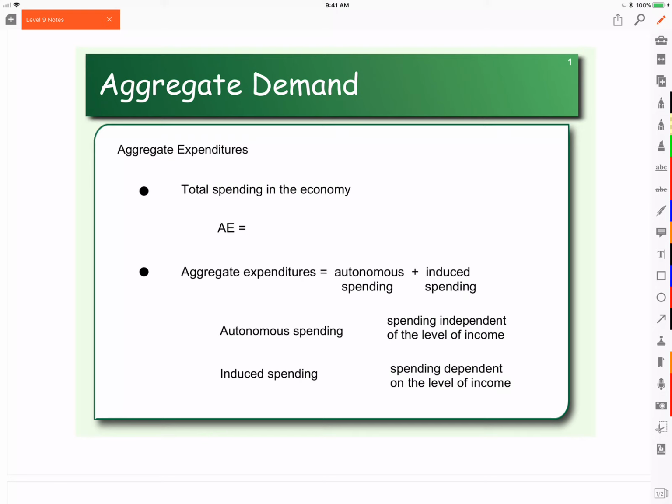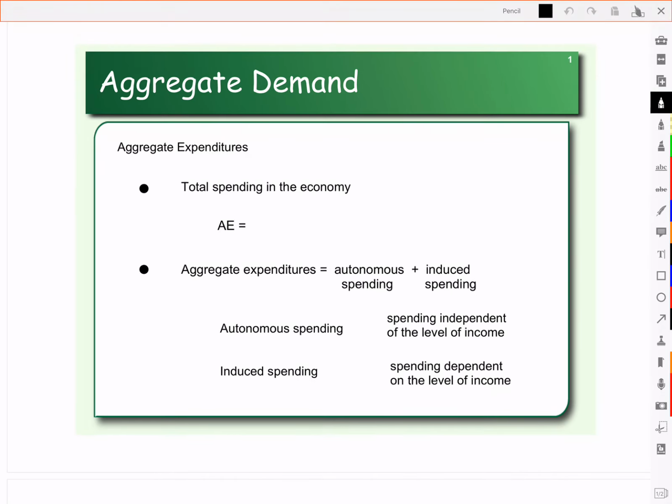This semester, we've been talking about demand for all goods and services. So now we're going to formally define that. We're looking at aggregate demand. So we need to figure out where aggregate demand comes from. And that's what we're looking at in this level. How do you get aggregate demand?